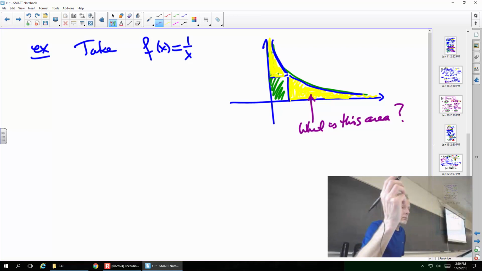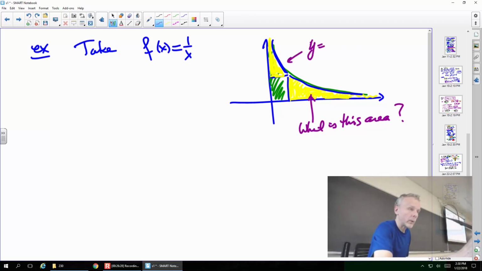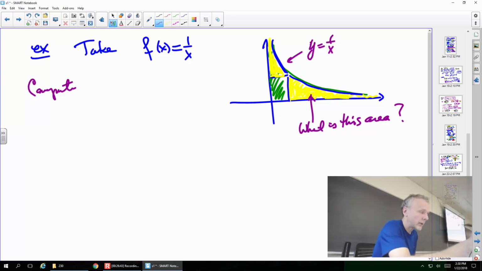Okay, so once again, this is y equal 1/x. So we're looking at the yellow area that expands to infinity on the right, and we want to find its area. We know already what to do. We compute. Well, let me point out what it is that we are trying to accomplish first with the pictures.